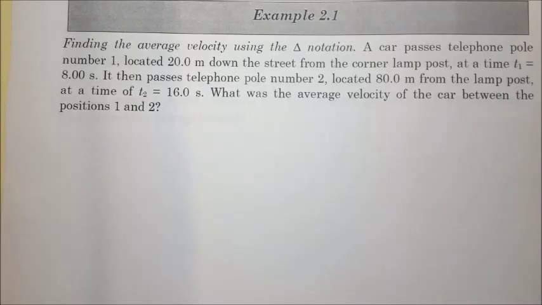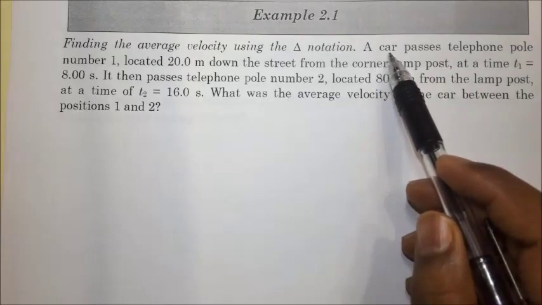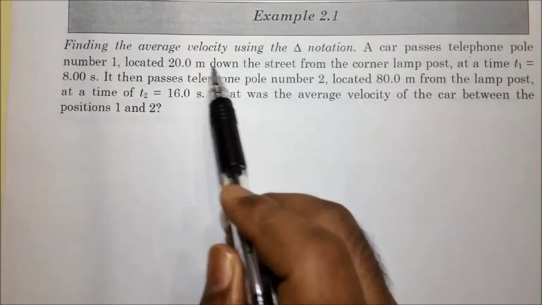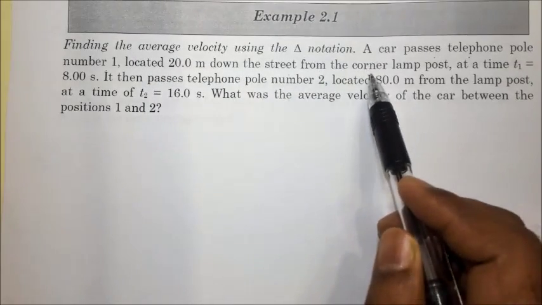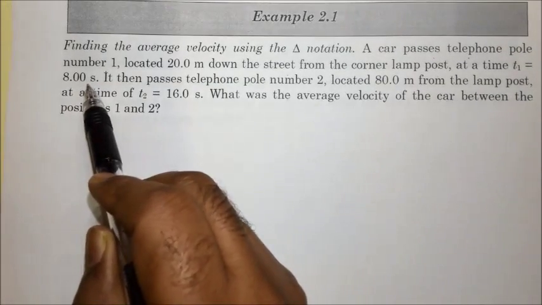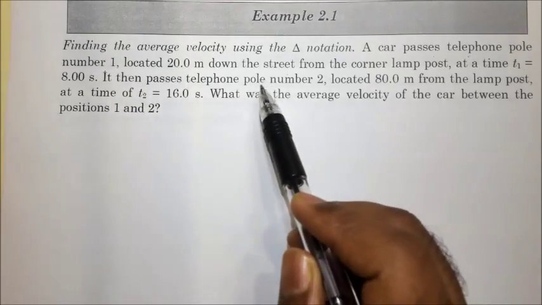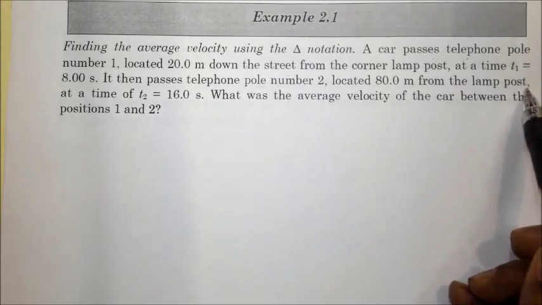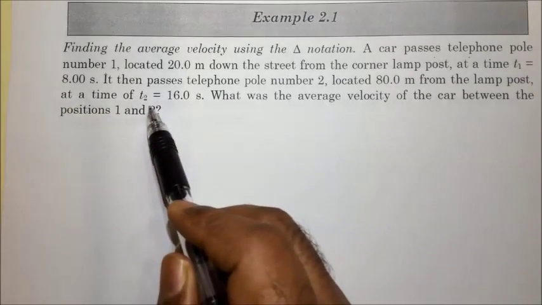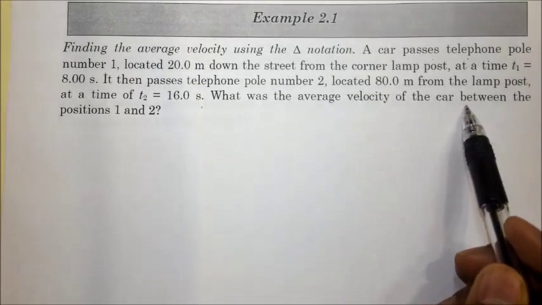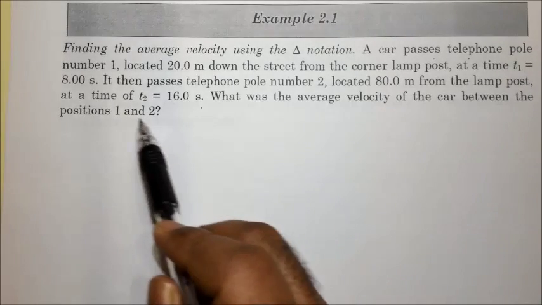We are going to do example 2.1, and it says that a car passes telephone pole number 1 located 20 meters down the street from the corner lamp post at a time t1 is equal to 8 seconds. It then passes telephone pole number 2 located 80 meters from the lamp post at a time of t2 is equal to 16 seconds. What was the average velocity of the car between the positions 1 and 2?